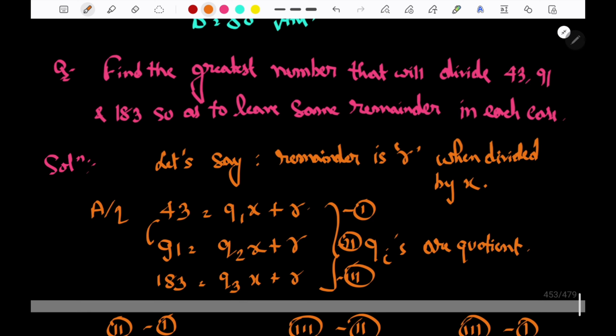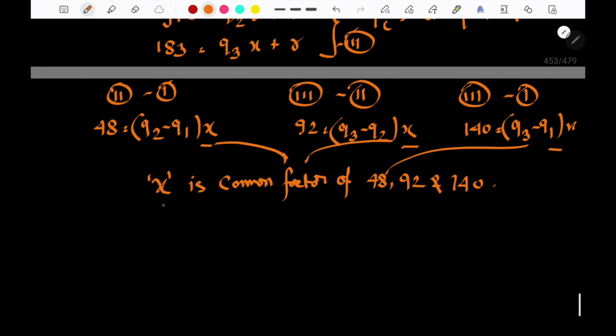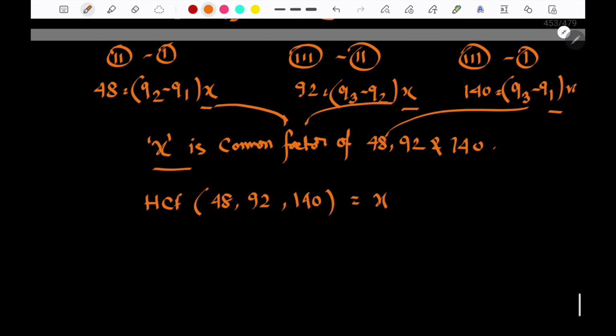Now they are saying find the greatest number. So X needs to be greatest. Now X is also a common factor. So if it is greatest, then we can find HCF of 48, 92, 140, and that will become X. So basically 48 can be written as 16 into 3, that is 2 to the power 4 into 3. 92 can be written as 23 into 4, so 2 square into 23. And 140 can be written as 2 square into 5 and 7.